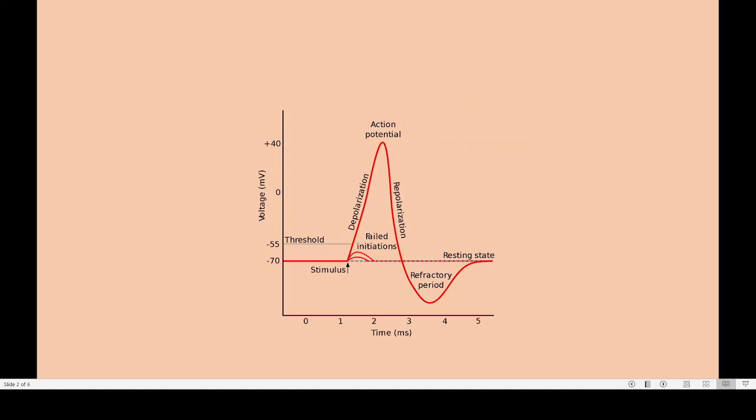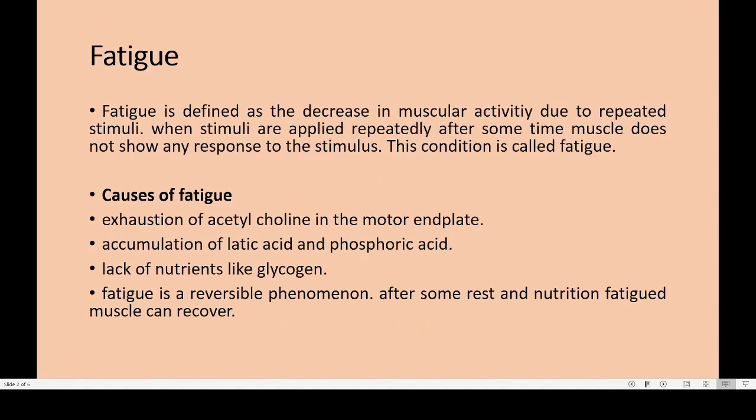So this is a picture of a simple muscle twitch, and what are the important features that happen in a simple muscle twitch? We will come to that later.